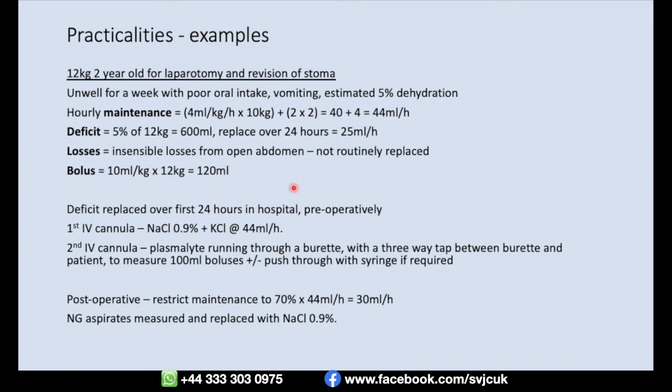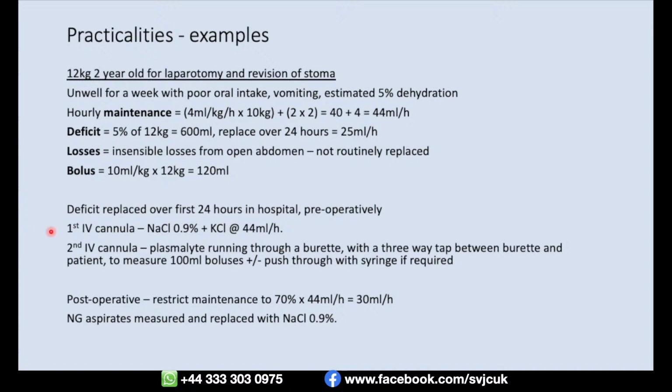Losses, there's a laparotomy, so an open abdomen with increased insensible losses. These are not routinely estimated and replaced anymore, again in recognition that the tendency seems to be to over administer fluid, so we're not going to formally calculate that bit, but we'll just be mindful that the insensible losses will be greater. And again, we're going to work out what our 10 mils per kilo bolus is going to be, just in case we need to do that in a hurry. So the child's come to us with the deficit already corrected, which is good.